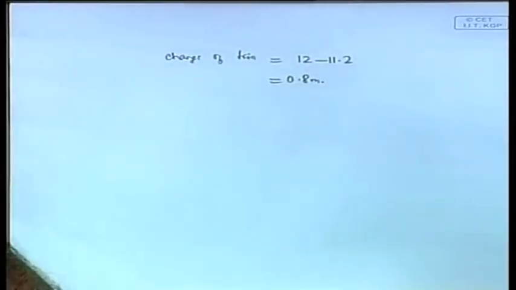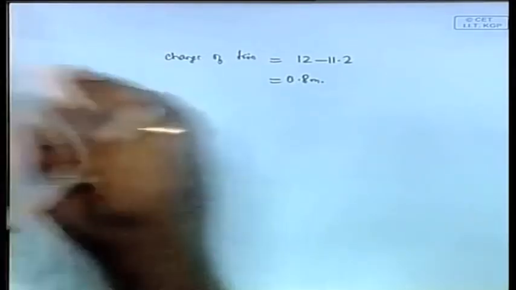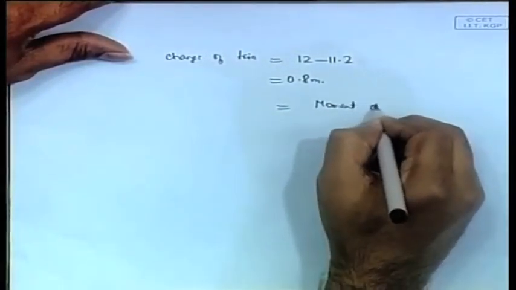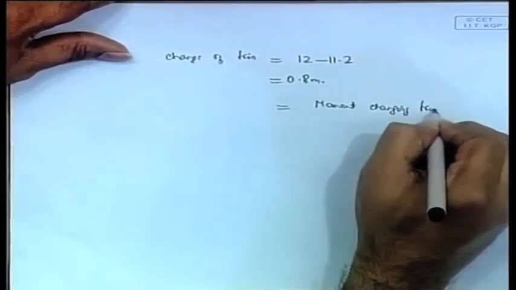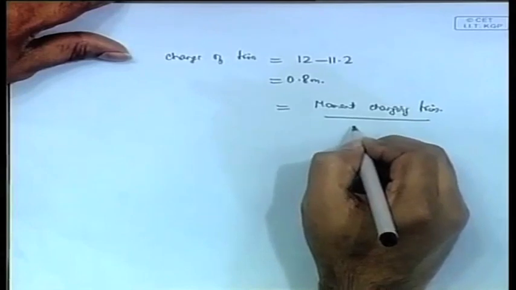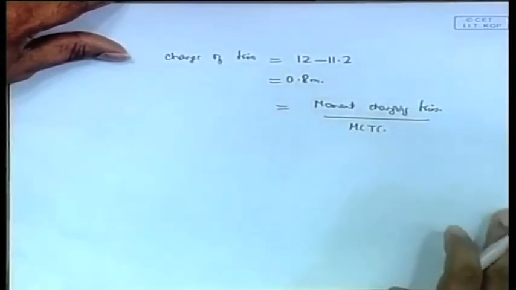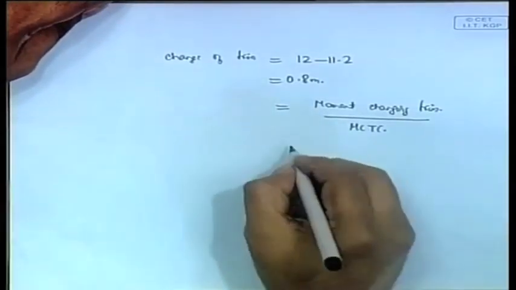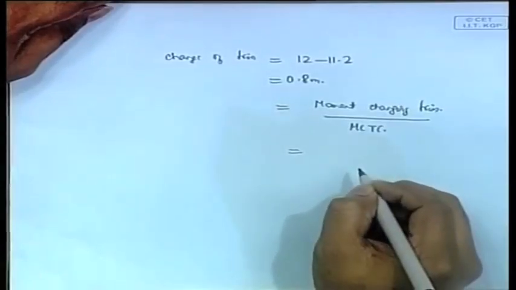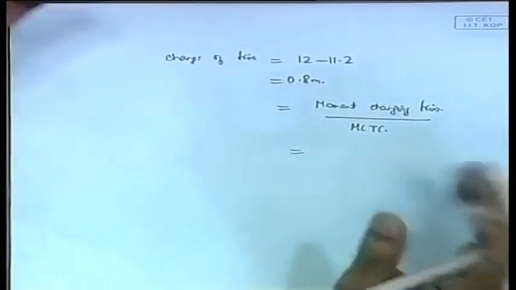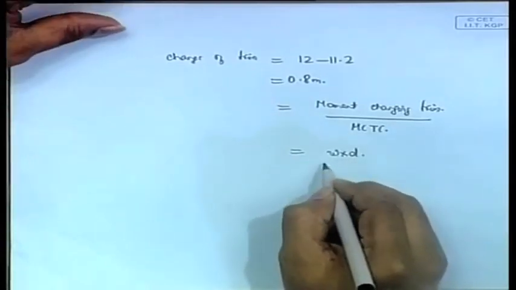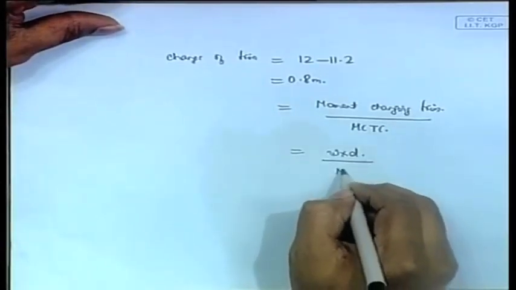Now, this formula we have defined sometime before. Change of trim is equal to the moment changing the trim divided by the MCTC. What is the moment changing the trim here? The weight moved is W and the distance over which it is moved is D, which we already know. This is the moment that is causing the trim, divided by MCTC.